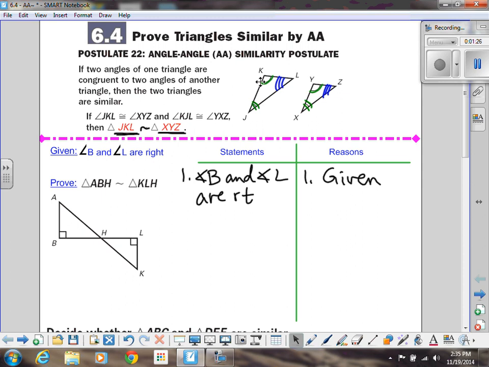And then what else do we know in this diagram? Let's take a look at this diagram. We've got vertical angles right here. So I need to also list those vertical angles. That would be angle AHB is congruent to angle KHB, or I'm sorry, KHL. And we know that with the vertical angles theorem.